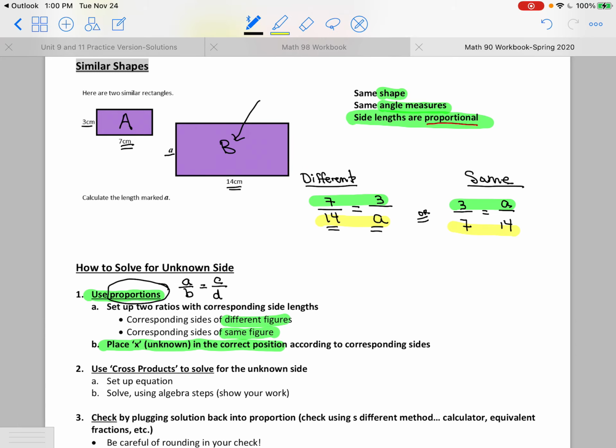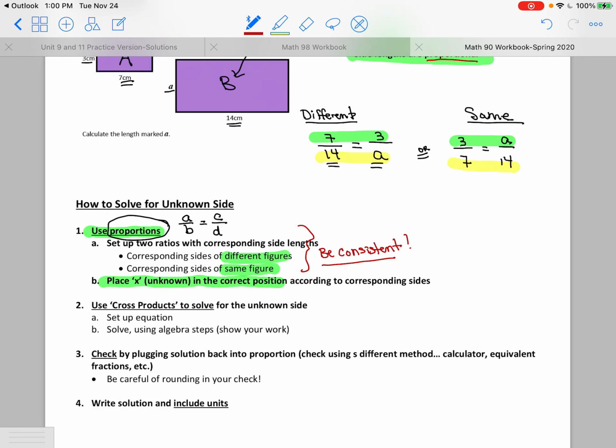What I want you guys to be careful of is to be consistent. The whole idea here is just be consistent. Make sure that what you do in one ratio in terms of your order is what you do with your second ratio. And either way, you're going to be just fine.